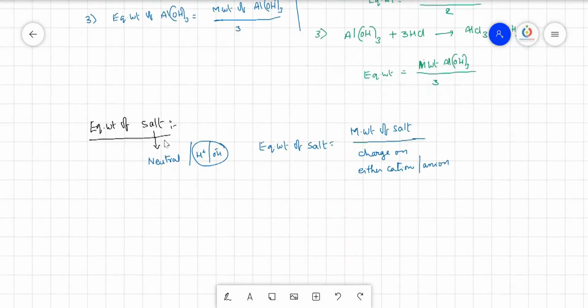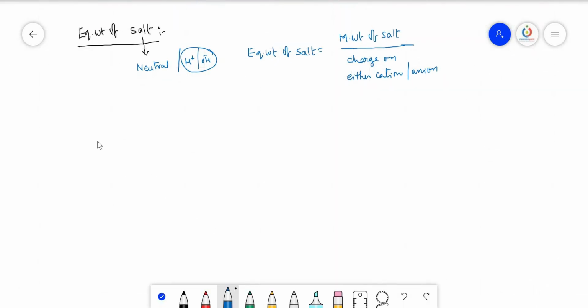Let us take some examples. So here, equivalent weight of NaCl. We know that NaCl dissociates into Na plus and Cl minus ions. Then its equivalent mass equals molecular weight of NaCl divided by the charge on either cation or anion. Cation means positive ions. How much charge is there? Only 1. Anions means negative ions. How much charge is there? Only 1. So you have to take only 1 in the denominator.